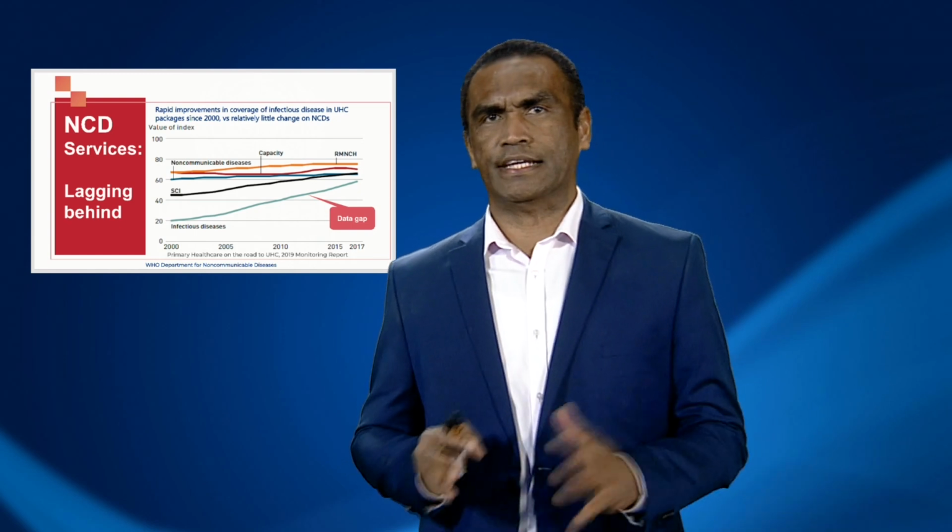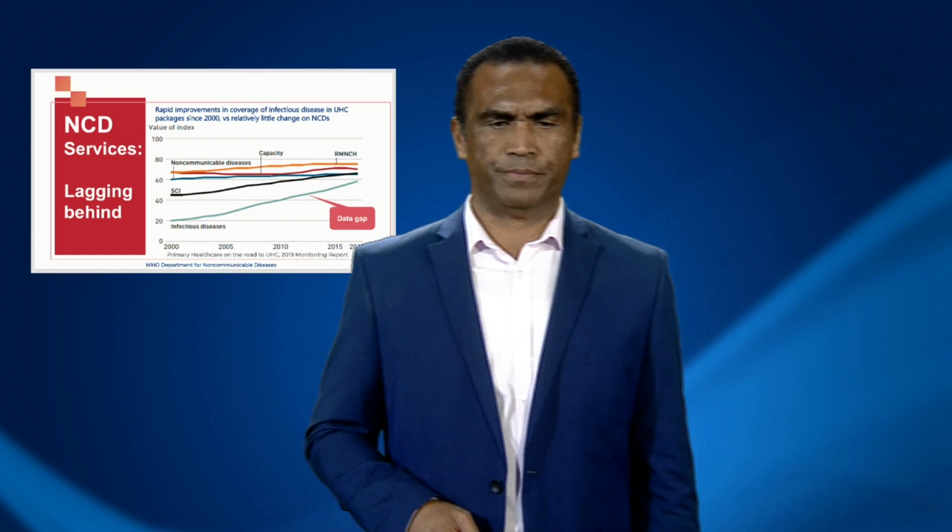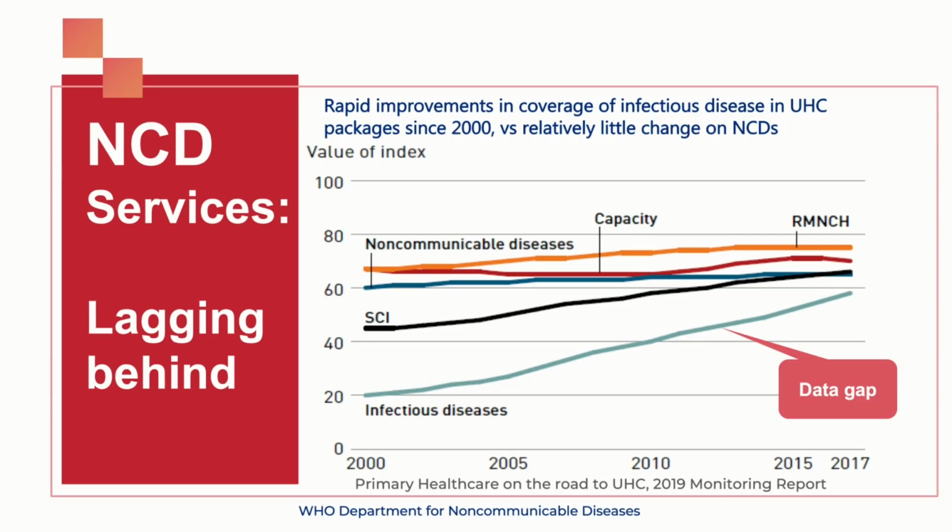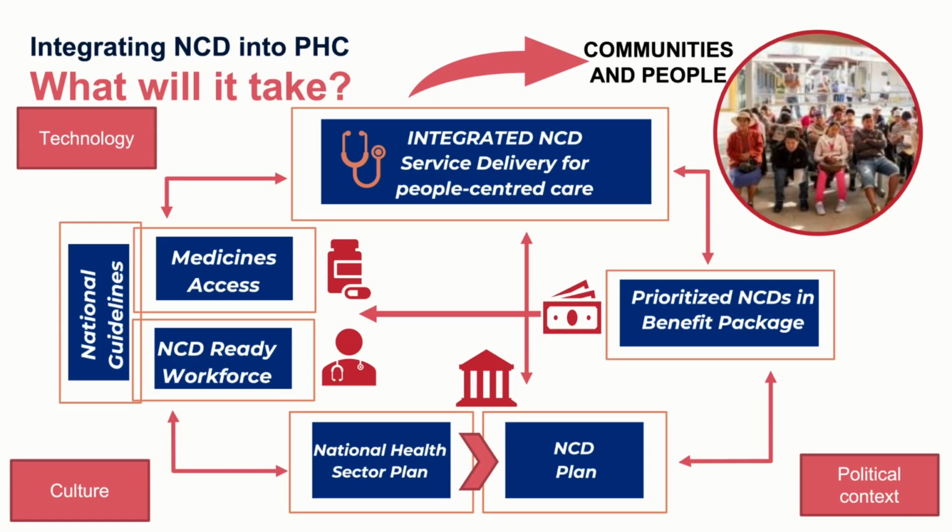Now, I've said in the last series that your national NCD action plan needs to be translated into a national service package. You'll see here why. In the last UHC monitoring report, there's been quite a lagging behind in the NCD services. If you look at the non-communicable disease line, it's relatively flat compared to other programs. So we've got a bit of a way to go in terms of services, and the topic today is part of that journey to strengthen this.